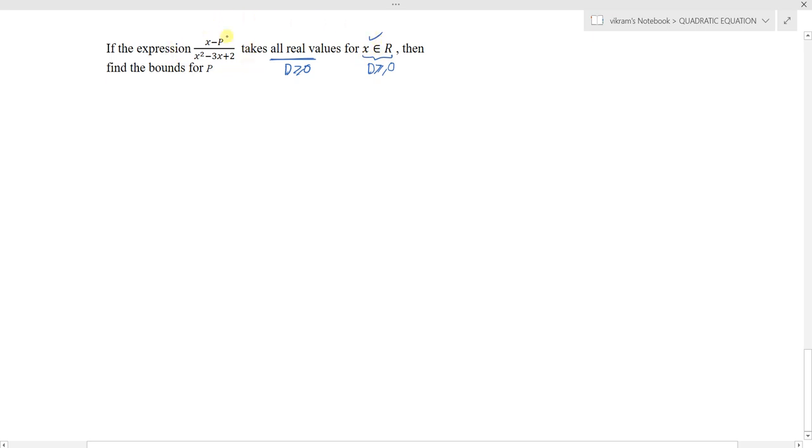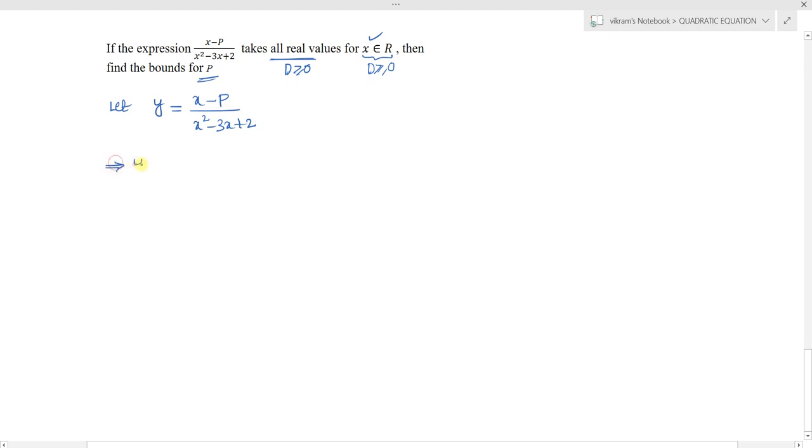And this expression is also real. He is saying the expression is also real, which means the discriminant is greater than or equal to 0. Then find the bounds for p. We are asked to find the range of p. So first, let the given expression equal y, that is, y equals x minus p by x square minus 3x plus 2. Now we express this as a quadratic equation in terms of the variable x.